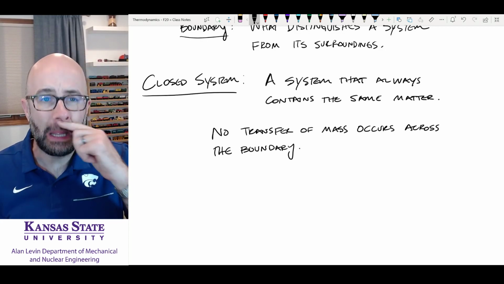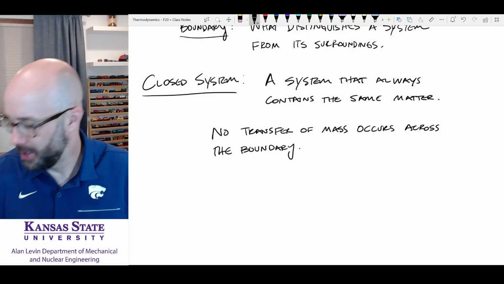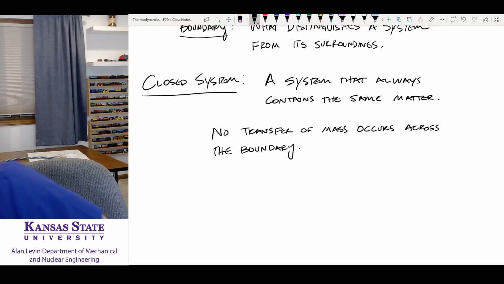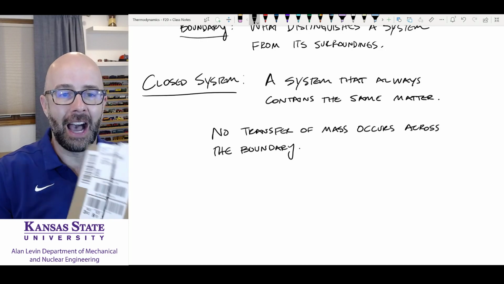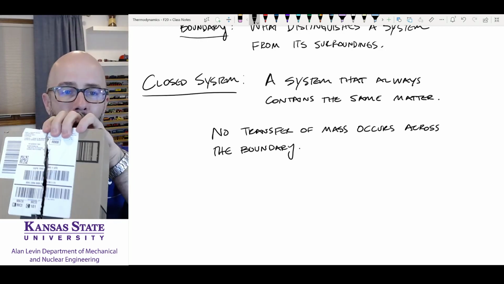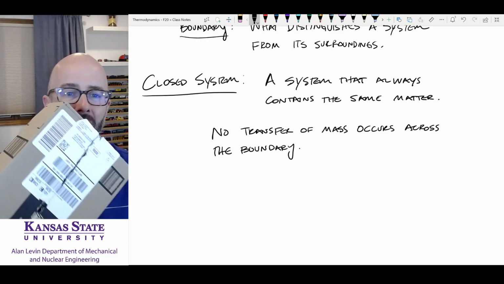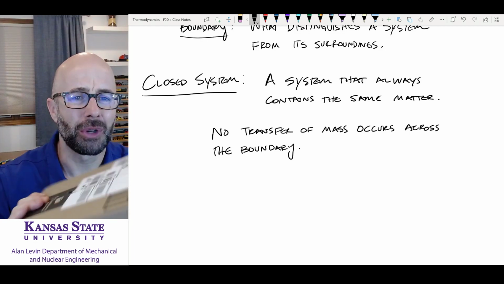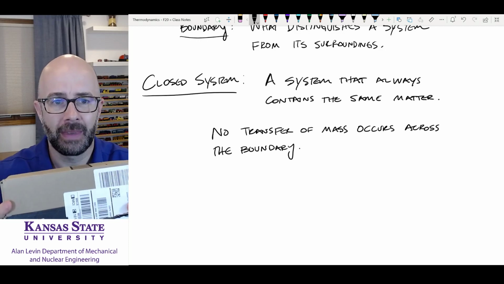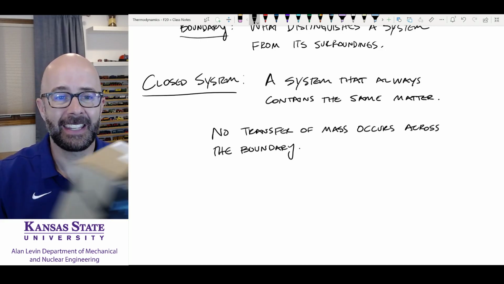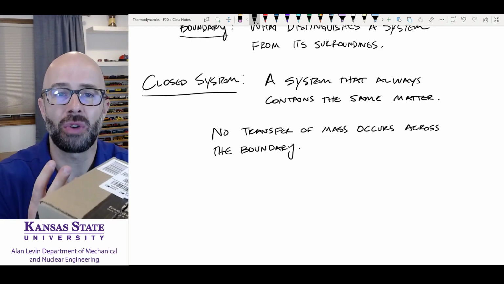That's a very important idea. A closed system is closed. Let me use a box here. Here's my closed system, my Amazon Prime box. I am going to pretend like this box is closed. It's rigid, and no mass is leaving. It's filled with water. That would be a bad idea with cardboard, but you get the idea. No mass is leaving the system. Now it's closed, and I could heat this system up, I could cool it down. Heat is crossing the boundary.